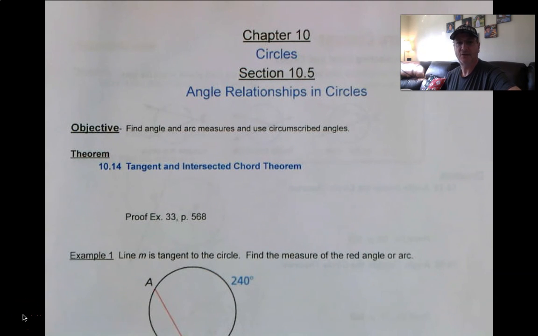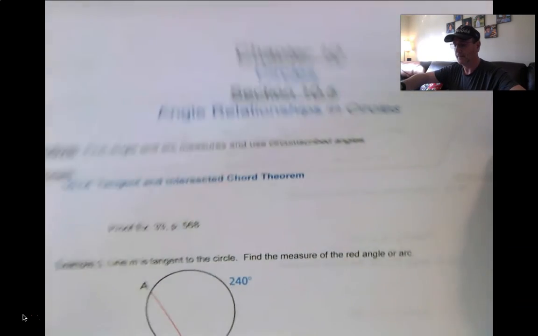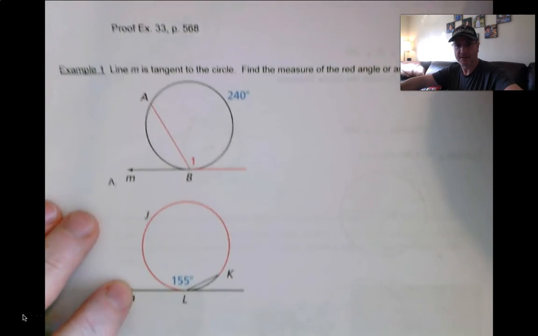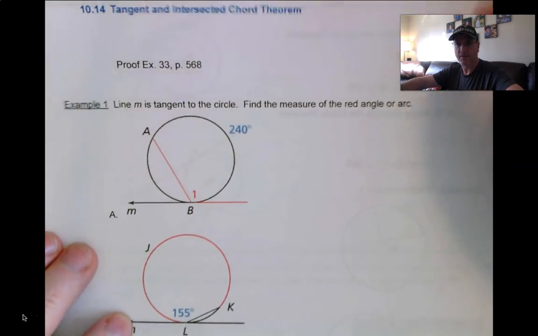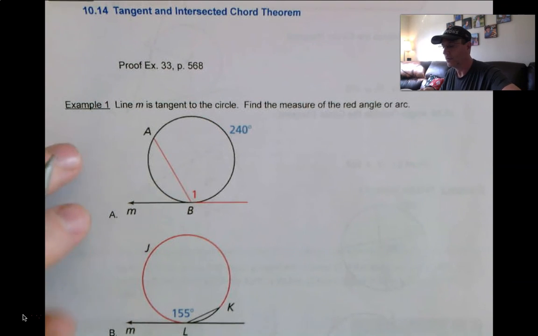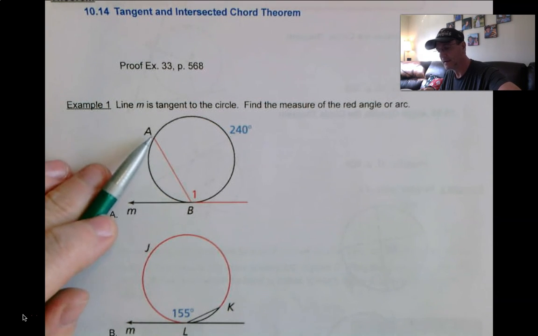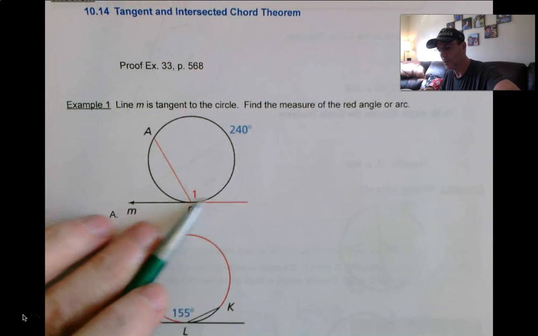Hello everyone, section 10.5, angle relationships in circles. Example 1, line M is tangent to the circle. Find the measure of the red angle or arc. So in this case we're trying to find the measure of this angle 1.